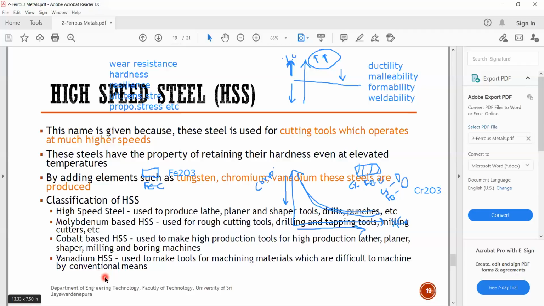Then those particular added elements have different properties. According to that, high-speed steel properties will vary. So then again you can use these particular steels for different applications, right? These are the applications. As an example, vanadium high-speed steel you can use to make tools for machining materials, right?